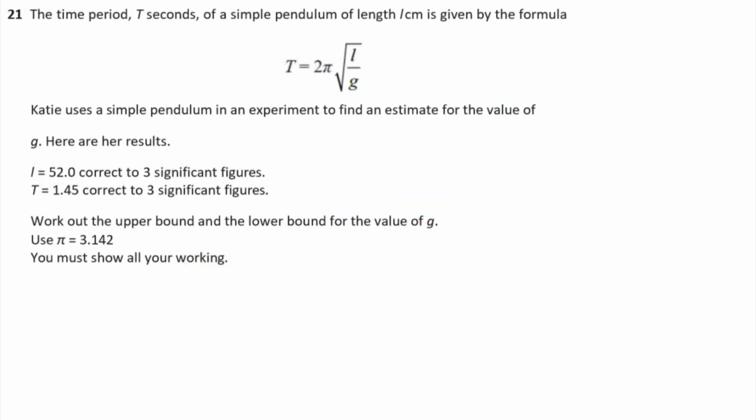Question 21. The time period t seconds of a simple pendulum of length L centimeters is given by the formula t equals 2 pi times the root of L over g.